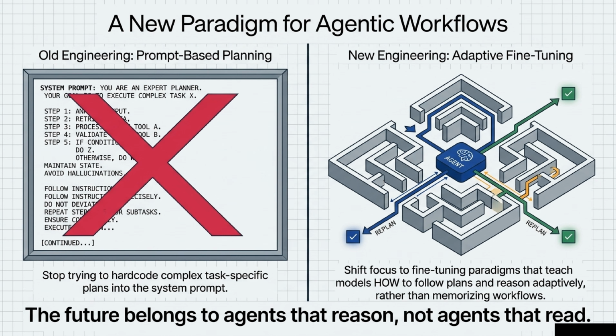Which brings us to a new paradigm for agentic workflows. The old engineering way was to furiously type complex, hard-coded plans into a system prompt, begging the agent not to deviate. That era is over. We need to shift our focus to adaptive fine-tuning, teaching models how to follow plans and reason adaptively on the fly. Because ultimately, the future belongs to agents that reason, not agents that read.